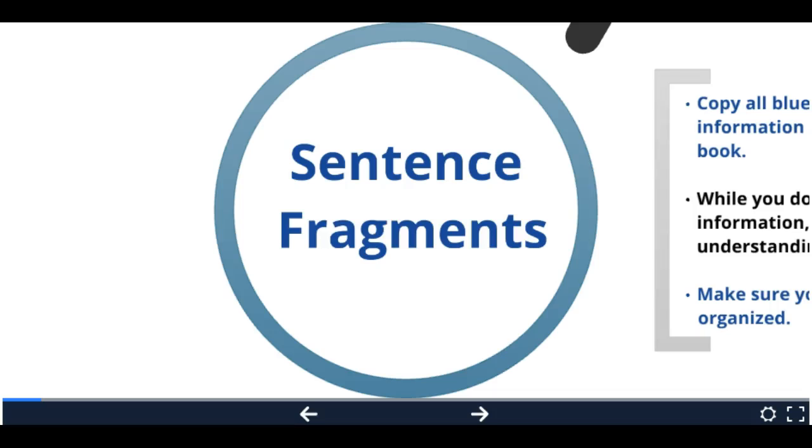Sentence fragments. Have you ever fractured anything, like broken your arm or something? If something is fractured, it's broken. So this is basically how to tell if a sentence is broken and how to fix it.